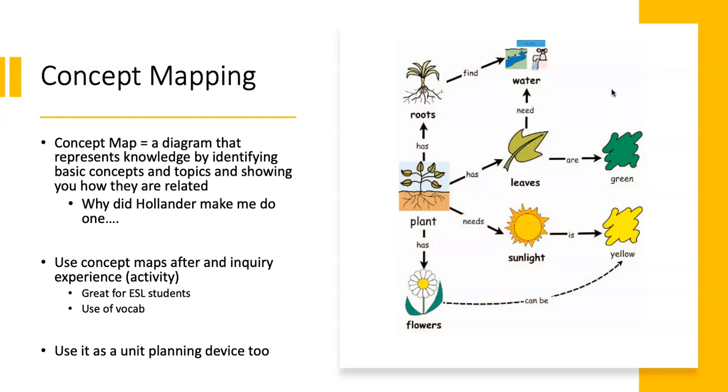So here you see a very simplistic concept map. Here you see students are using pictures and arrows to identify parts of the plants and describing colors and other things.